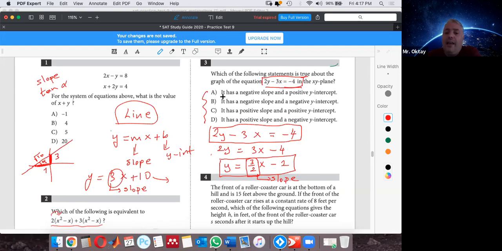So let us read. It has negative slope. It has positive slope. So when you look at here, is 3 over 2 positive or negative? Of course, it's positive. That means that I can eliminate this. The answer must be C or D. And then a positive y-intercept, a negative y-intercept. What is the y-intercept? Remember this number itself, like here 10. So here, what is the number? Minus 2. Is it negative or positive? Of course, it's negative. So the answer to the question is part D.